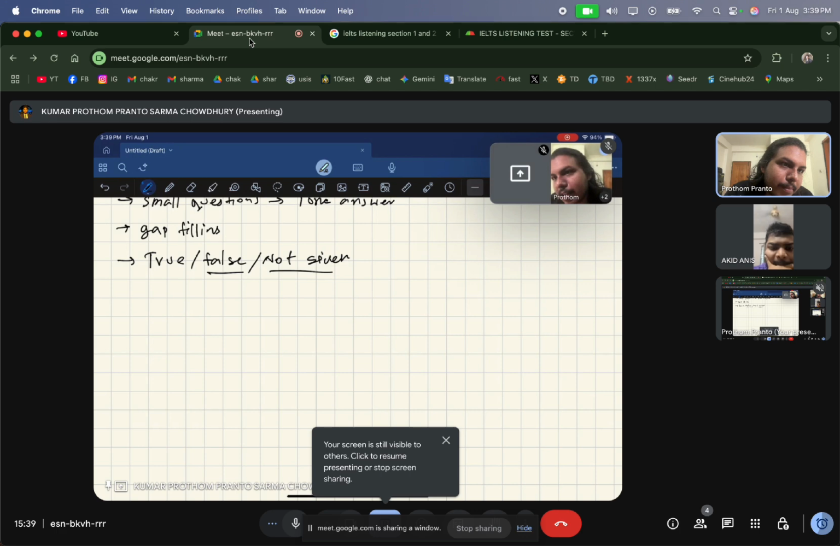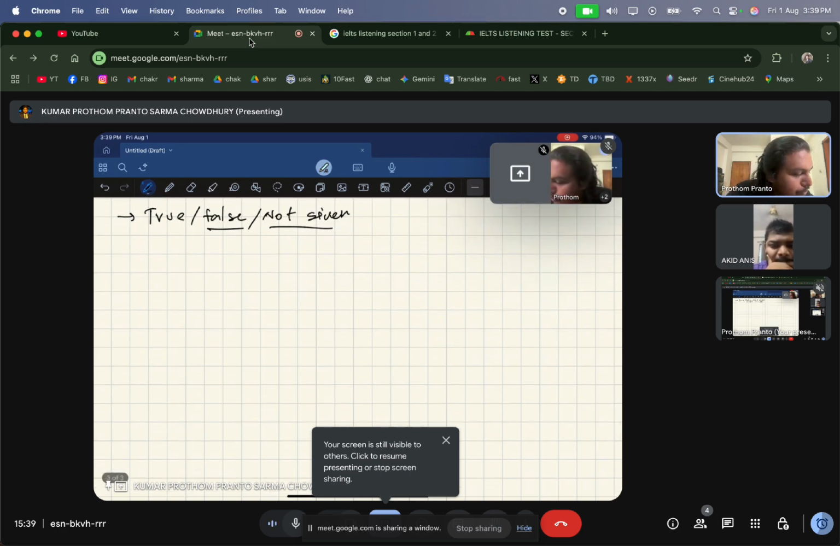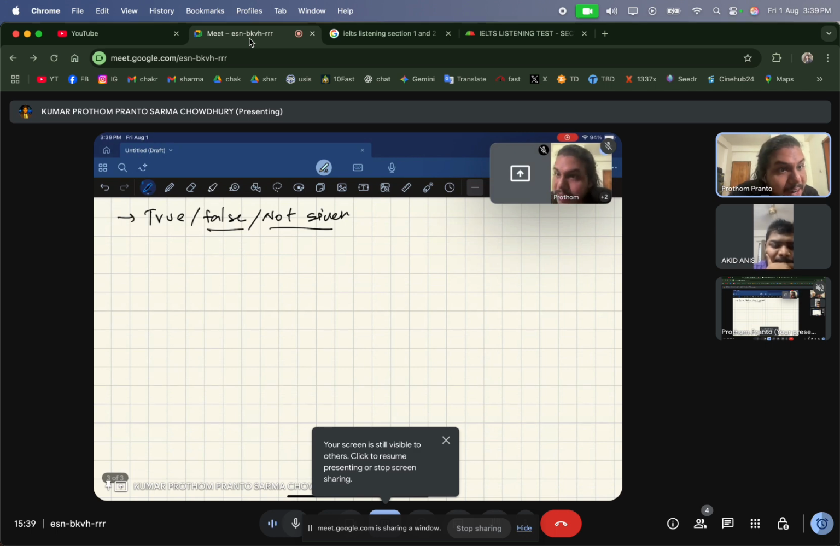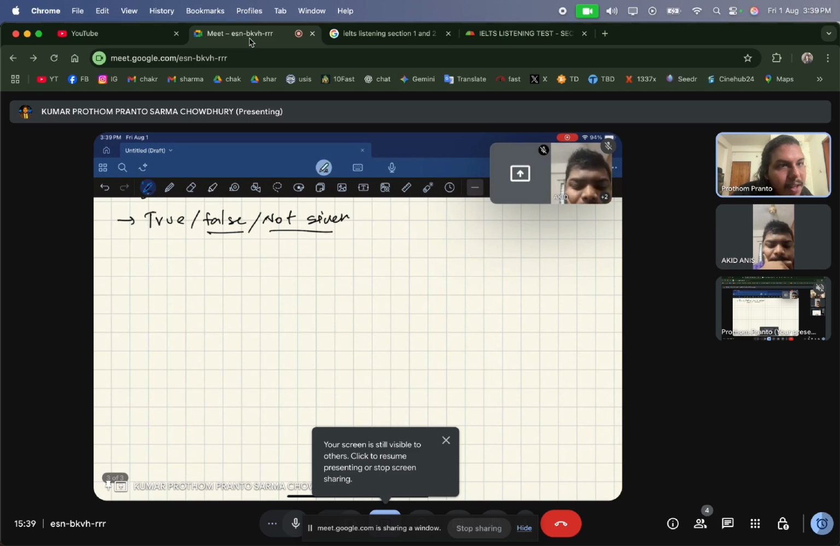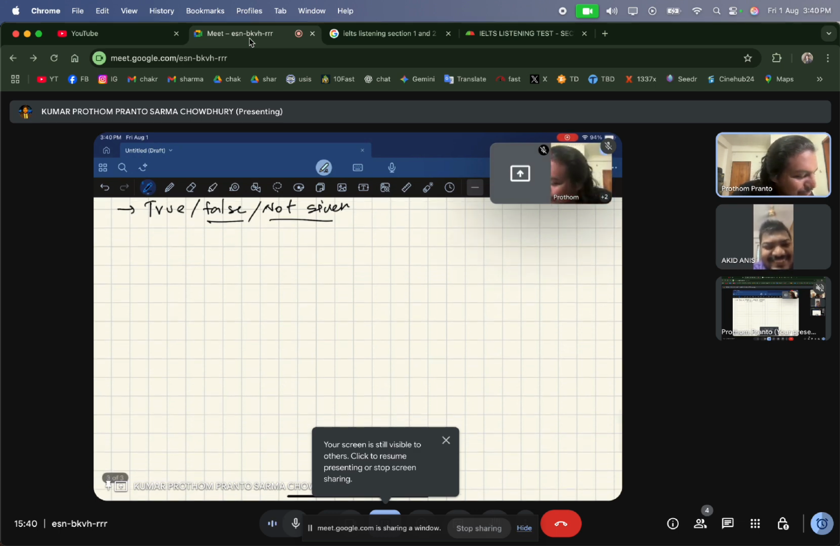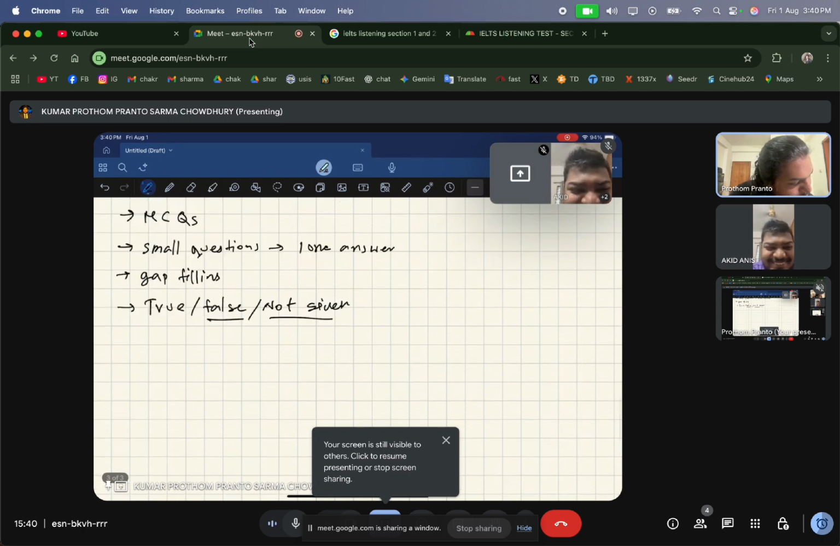And true is straightforward. If the statement is true, then it's true. If the statement is false, if it directly contradicts what the passage said, then it's false. And if there is no information given, then it's not given. It's as simple as that. But people will often get confused, like 99% of the time. You will also get confused between not given and false. Trust me. Even if you think you are not going to be one of those students who will fall into this trap, you will eventually. Right. Okay, gap filling, true false.